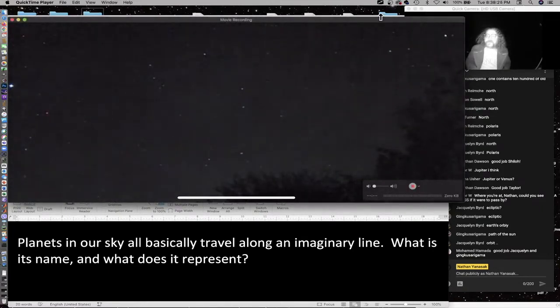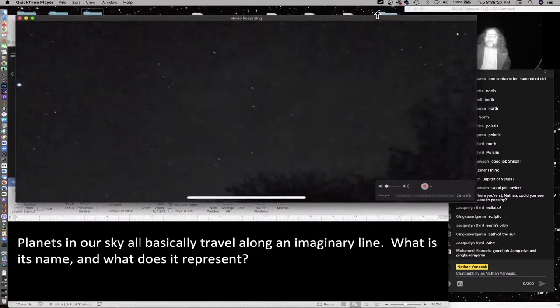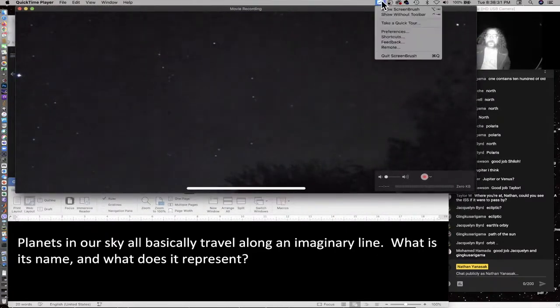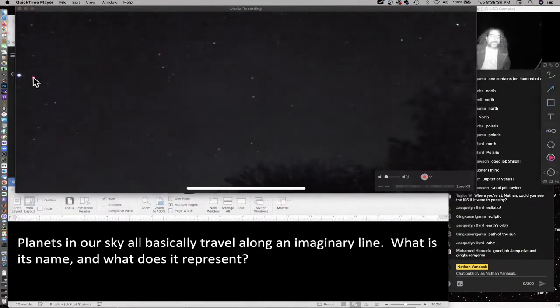All right, so let me show you something else here after my camera had some Wi-Fi issues. Look at what we got here. So we got Jupiter over here. Right, Jupiter.